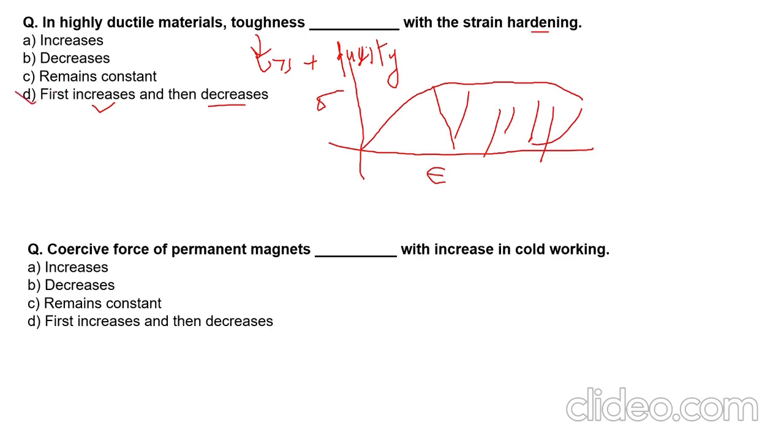So the right option is D. Ma'am, what will happen if we choose a material which is normally ductile, like low carbon steel? Ma'am, in this case, what will be the correct answer? Because this is a special case when ductility is very high.